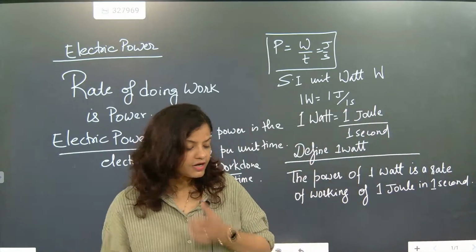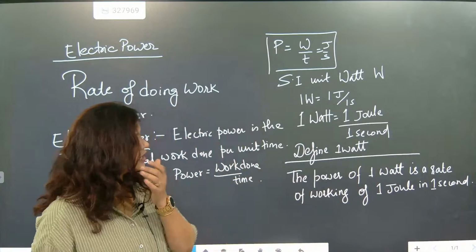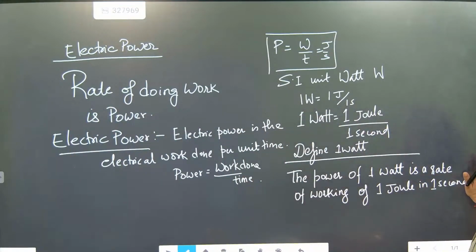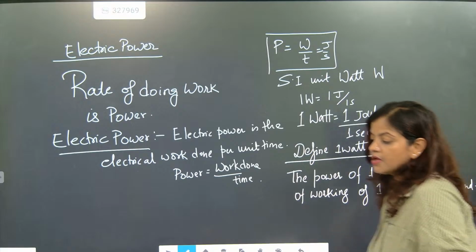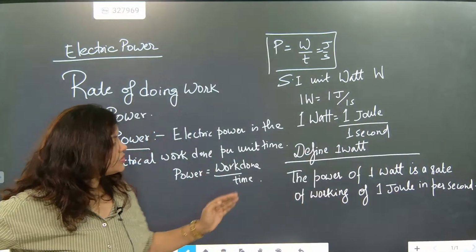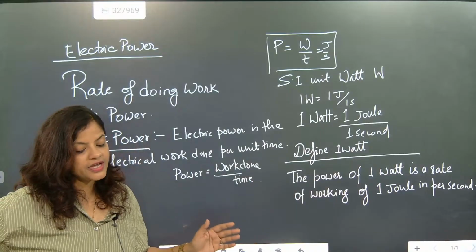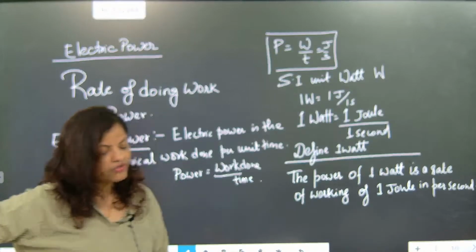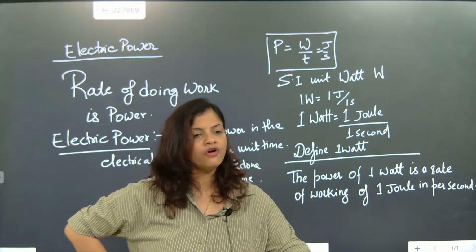Understood? It is the rate of working of 1 joule per second in 1 second, or per second also you can say. But we will write 1 second or per second. Okay, so 1 joule per second. So rate of doing work, how much 1 joule of work is done in how many seconds, beta? 1 second or per second. That is exactly the definition of power.